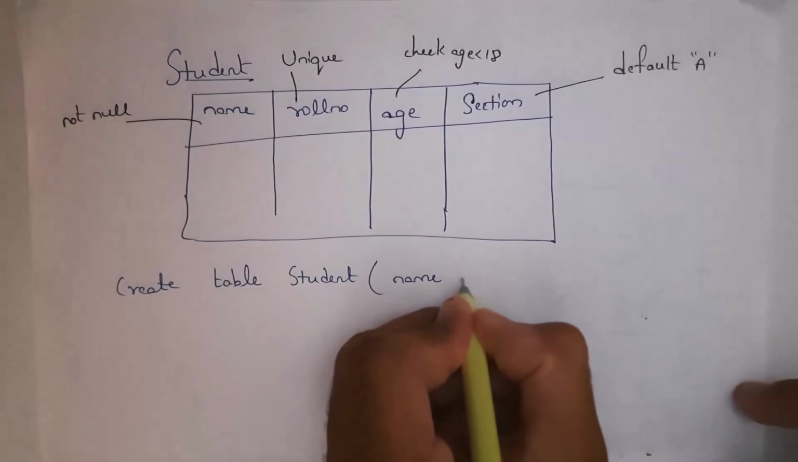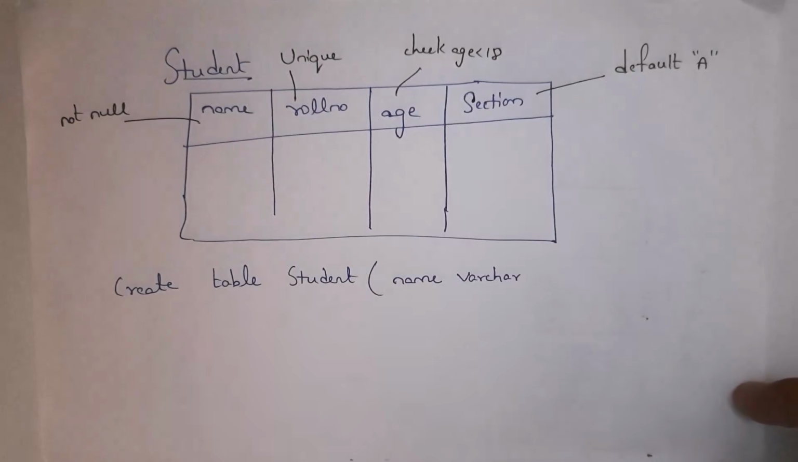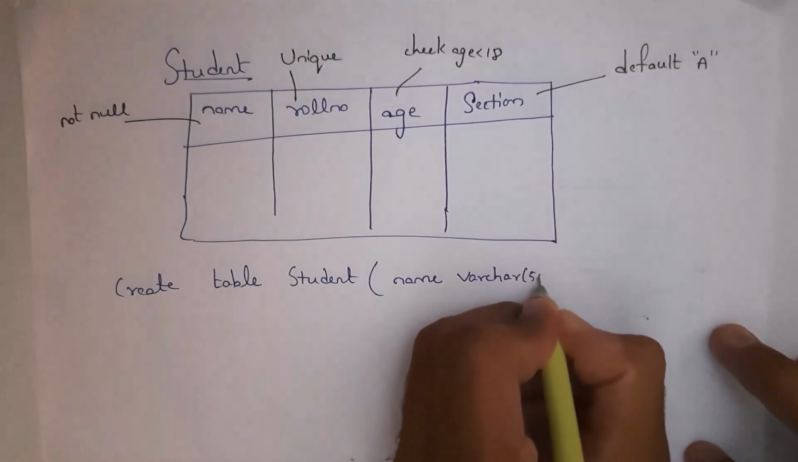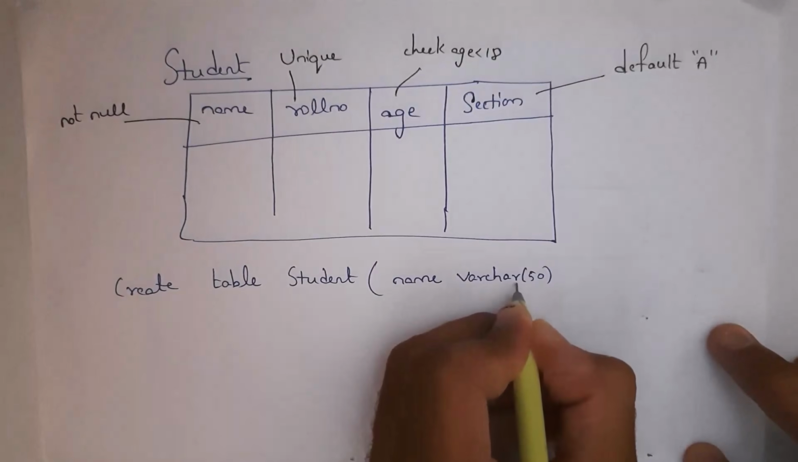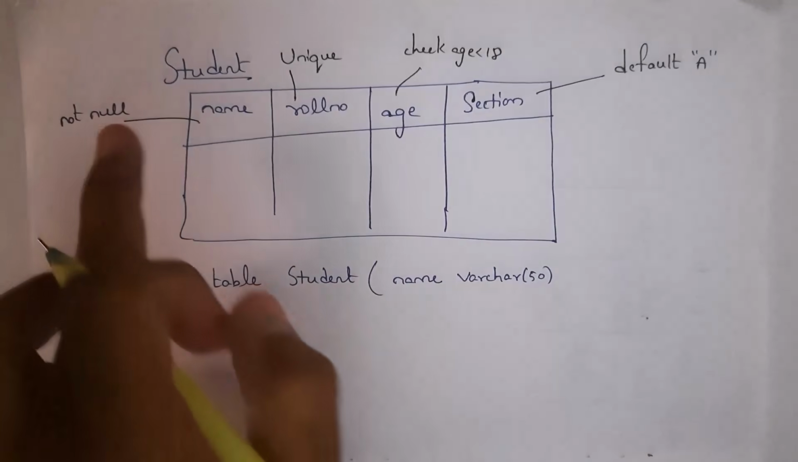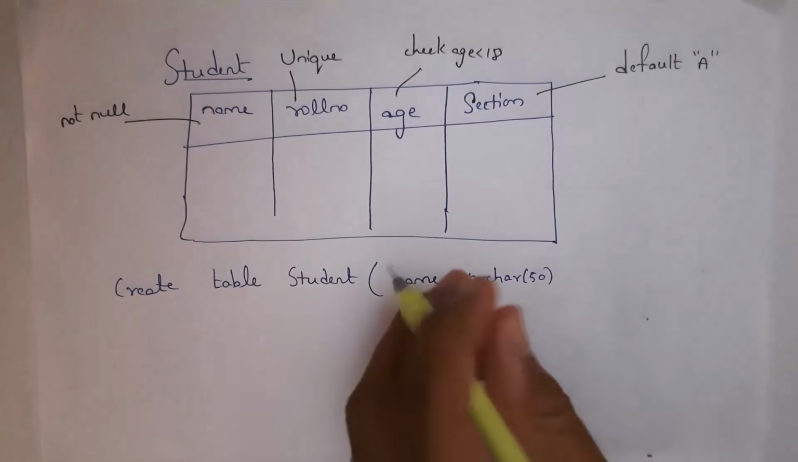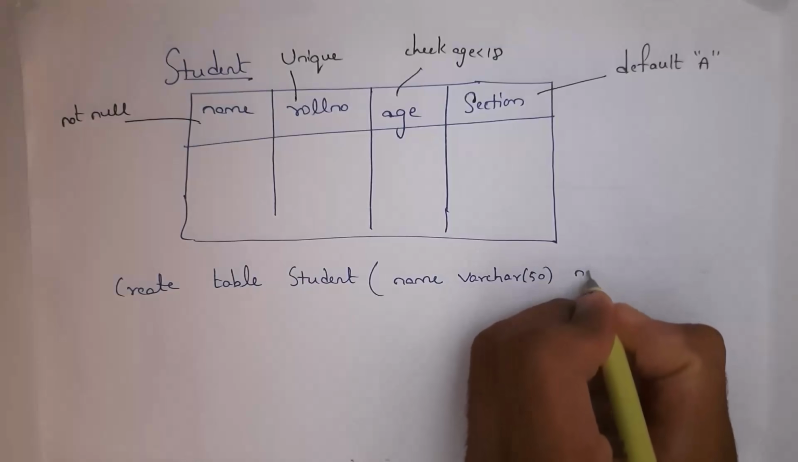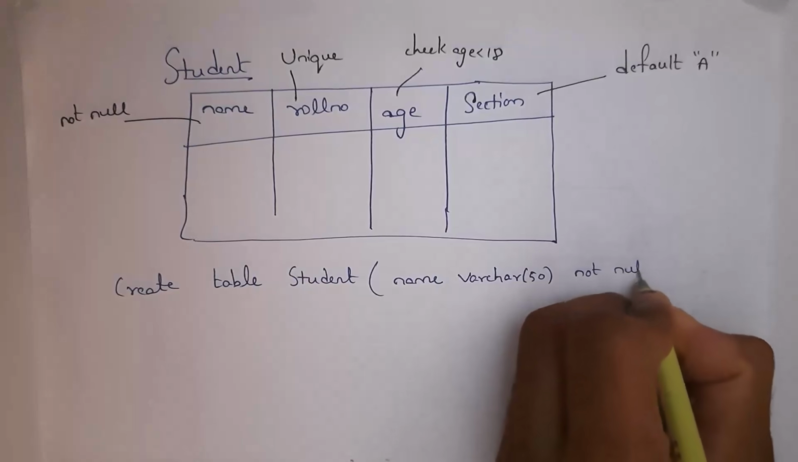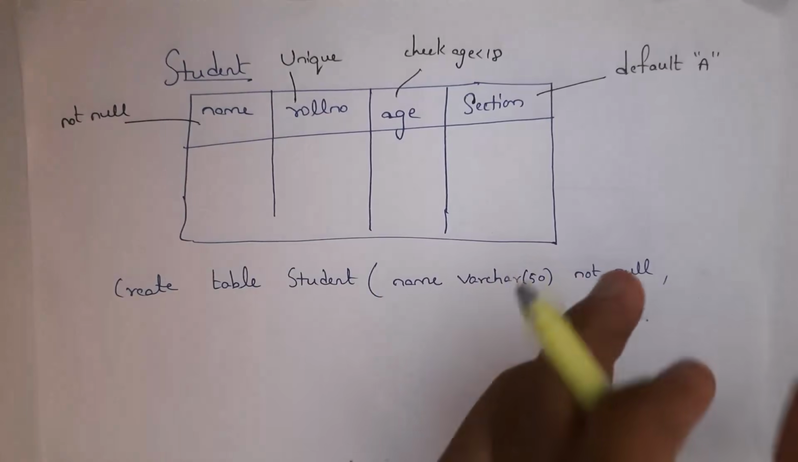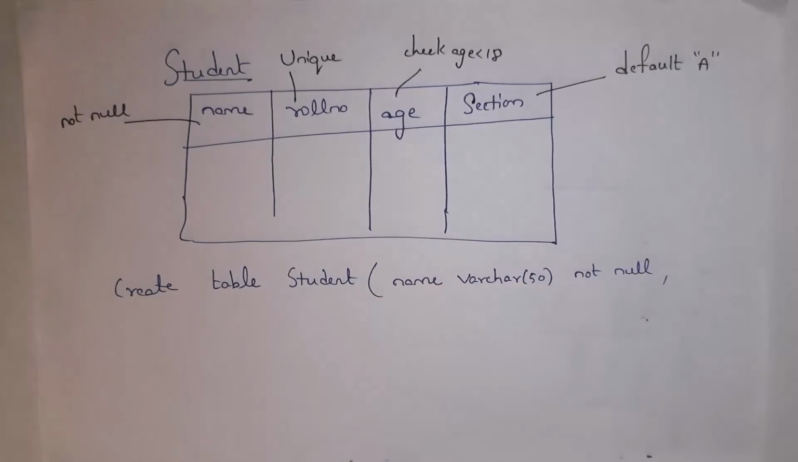So I am giving data type that is varchar. Each name can support up to 50 characters, so I am giving size that is 50. Name varchar 50. Now I will apply not null constraint to this name column. So after writing data type, just write here not null. Guys, data type plus constraint, both are considered as domain constraints.